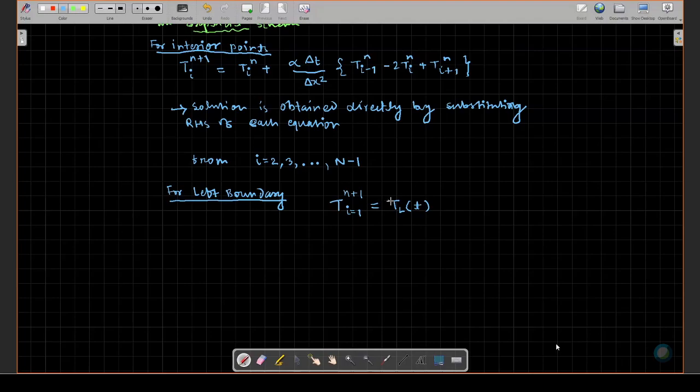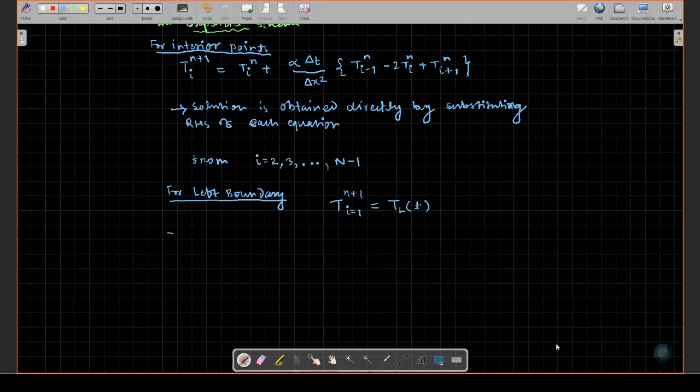You understand that? So for T i n plus 1, you remember, boundary conditions are always at n plus 1. Many people make this mistake. So boundary conditions are always applied after you calculate T i n plus 1 from these equations. Not for left but for right, we'll see.